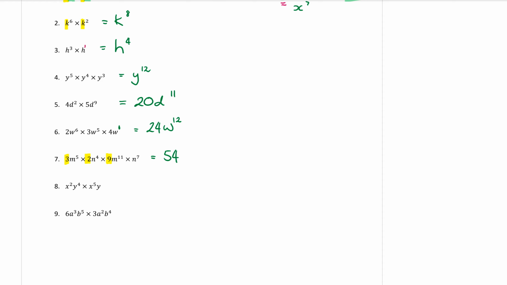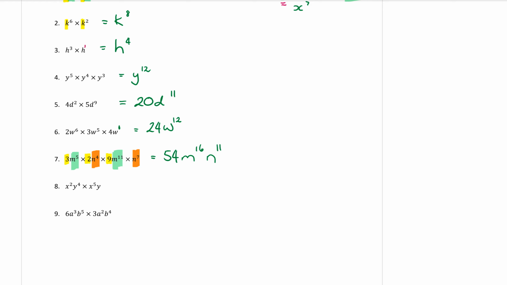Then we have a couple of different bases here. So m to the power of 5 and m to the power of 11. Only the ones with the same bases can be added together. So the base of m, we go 5 plus 11 is 16. We have m to the power of 16. Then we do the n's. I have n to the 4 and n to the 7. So that means n to the power of, add the powers together. 4 plus 7 is 11.